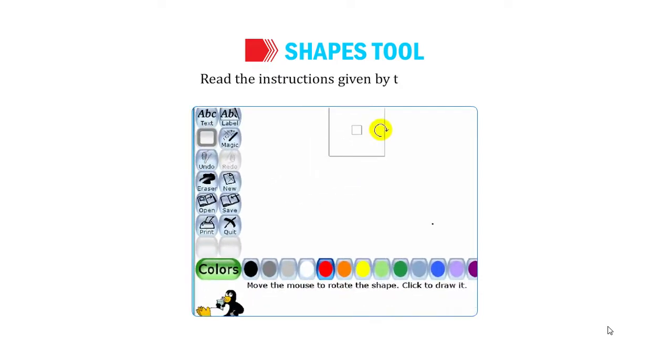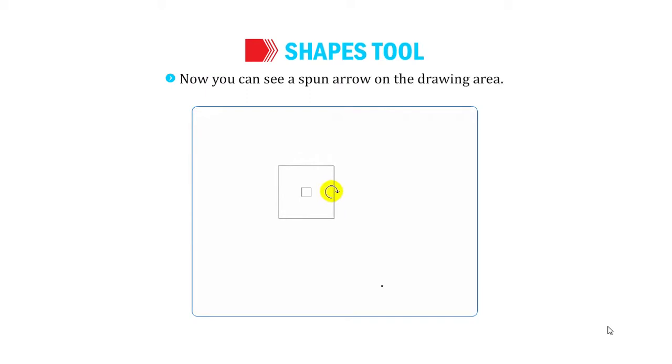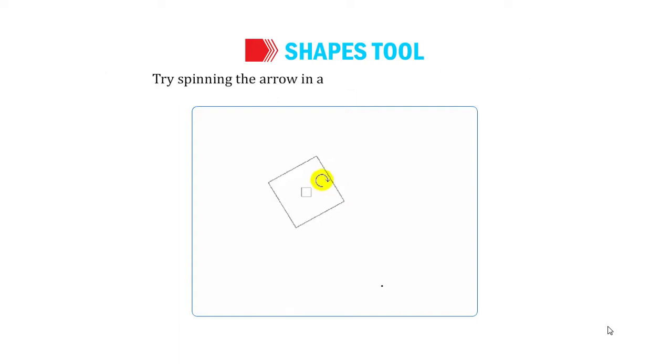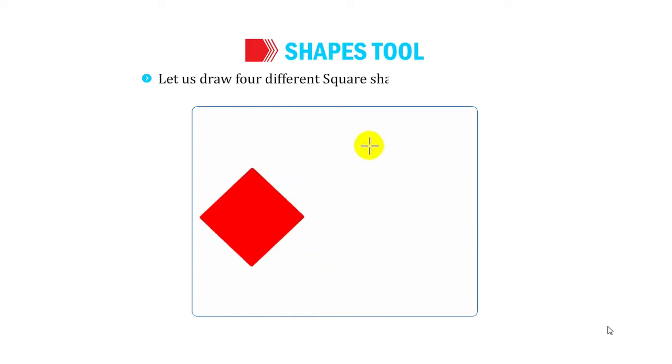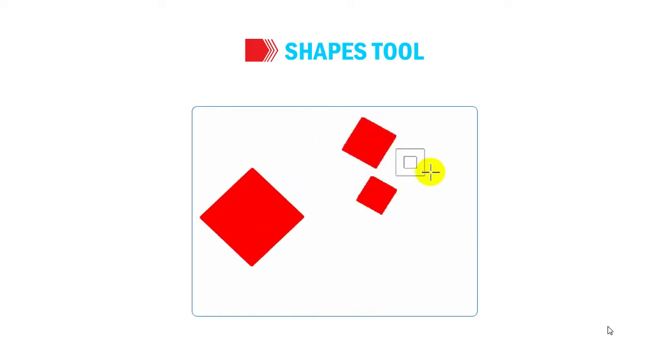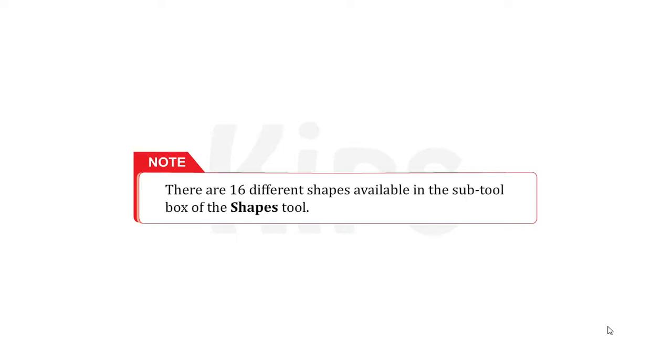Read the instructions given by the penguin. Now you can see a spin arrow on the drawing area. This arrow is used to spin the image at any angle from the center point. Try spinning the arrow in any direction to spin the square. Once you have finished, click in the drawing area to see the final image. Let us draw 4 different square shapes at various angles. Likewise, try your hand with other shapes as well. Students, note that there are 16 different shapes available in the sub-toolbox of the Shapes tool.